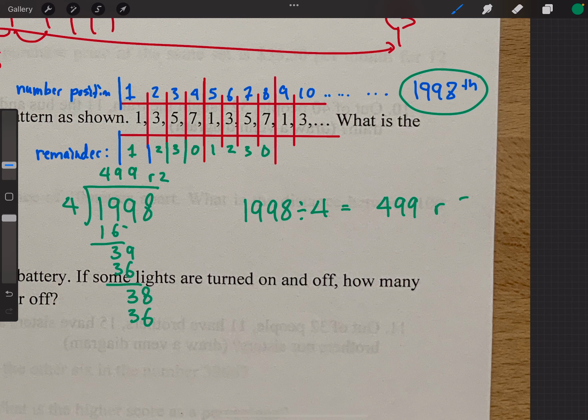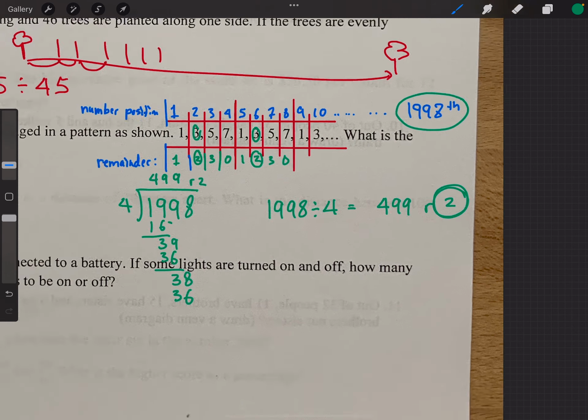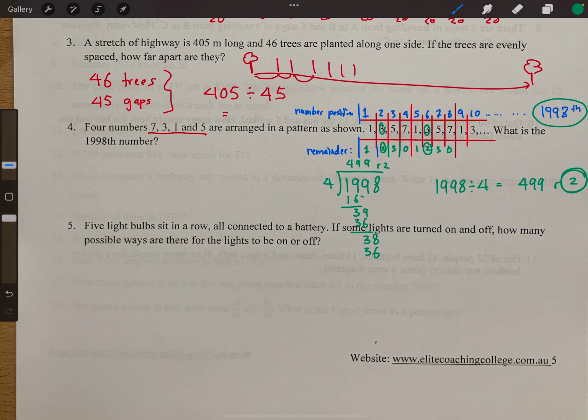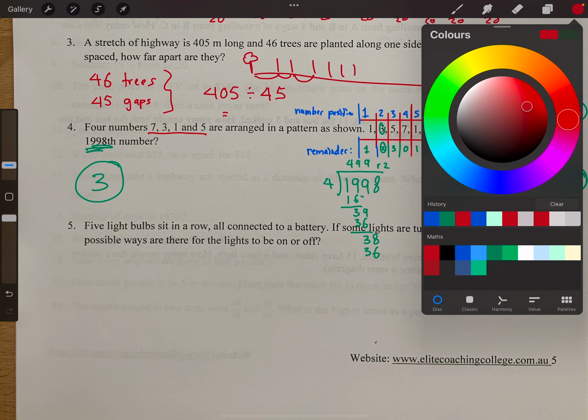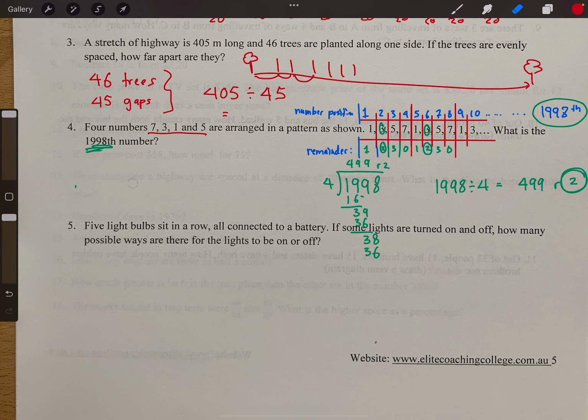499 remainder 2. Now every time we have a remainder 2, the answer is going to be a 3, as you can see from here. Right? So therefore, what is this number? The answer is going to be a 3. The answer is going to be 3 there. So there's your answer there. Okay.